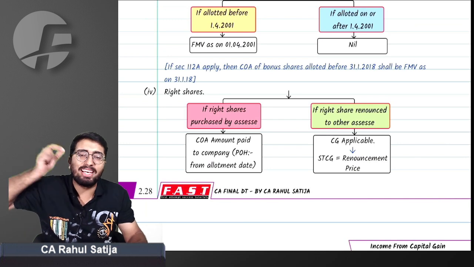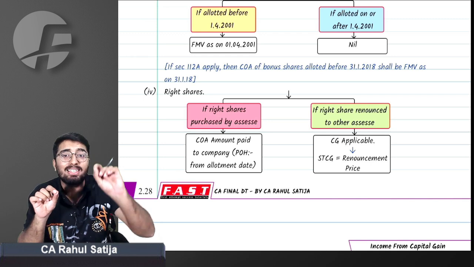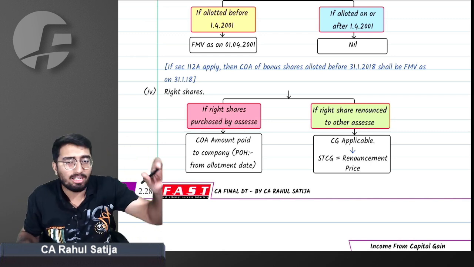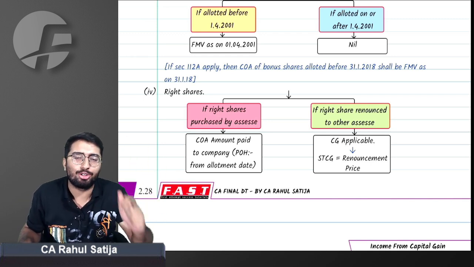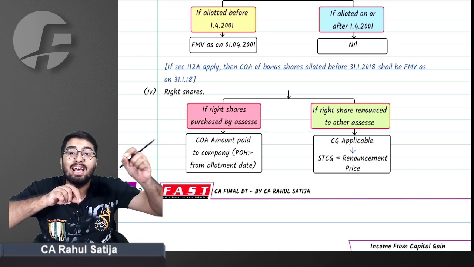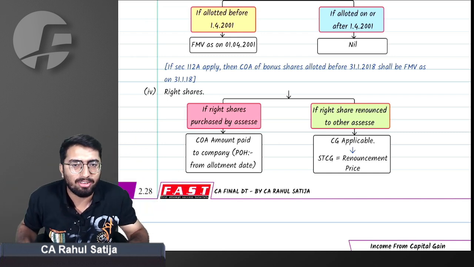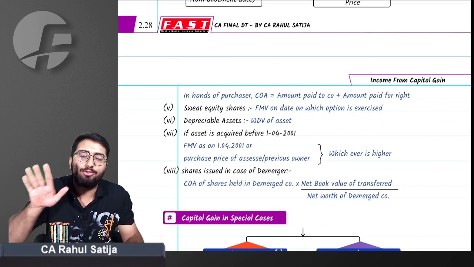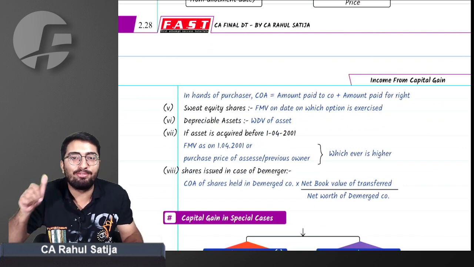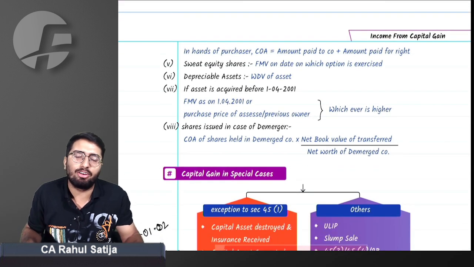Right shares, whatever price paid to the company for acquisition of such right shares will be cost of acquisition. But in case such right shares are renounced, then whatever renouncement price you are receiving will be your short-term capital gain, and whatever price that renounced person has paid to you, along with the price that he paid to the company, will be his cost of acquisition. For sweat equity shares, cost of acquisition will be FMV on the date of the exercise. And for depreciable asset, it will be WDV of the assets.